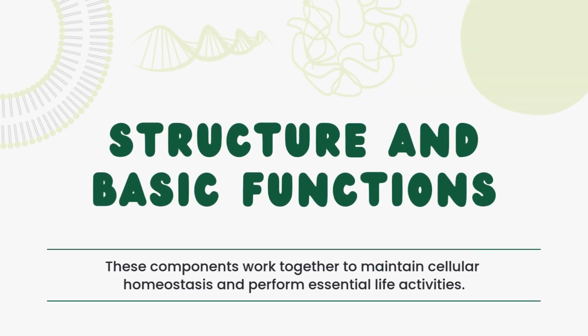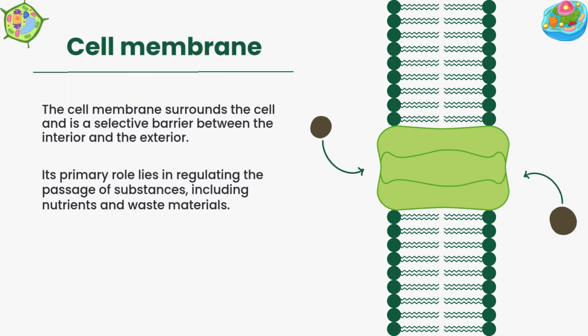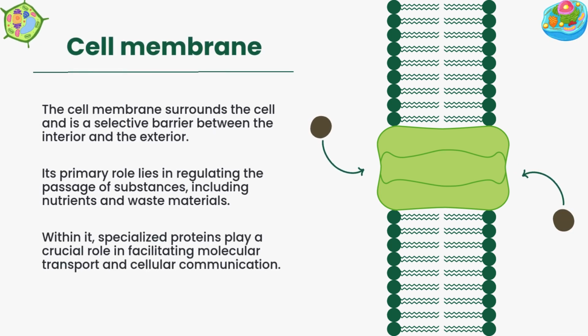So you have a part in your notes that is structure and basic functions. These components work together to maintain cellular homeostasis and perform essential life activities. In each one of these, as we go along, I just want you to do a bullet point and say the organelle that fits into this section. So the first one that fits into this section is the cell membrane.